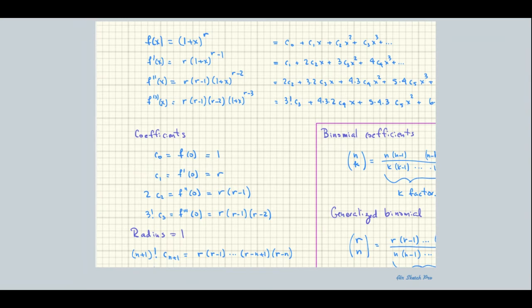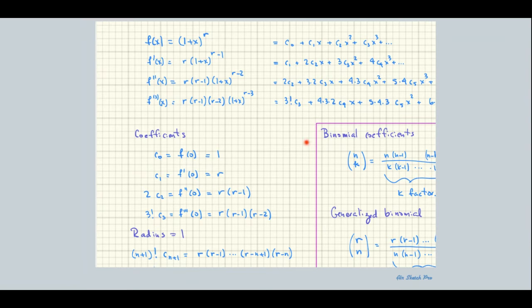So what's happening each time is I end up with 3 factorial C3 as the third derivative at 0, which is also these 3 factors, starting at r, dropping 1, dropping 2. I didn't drop 3 here, r minus 1, r minus 2. That's because I start up with r minus 0. I have 3 factors here. It ends up at r minus 2 because I started out at r minus 0. 3 factorial times the third coefficient is the product of these 3 factors.